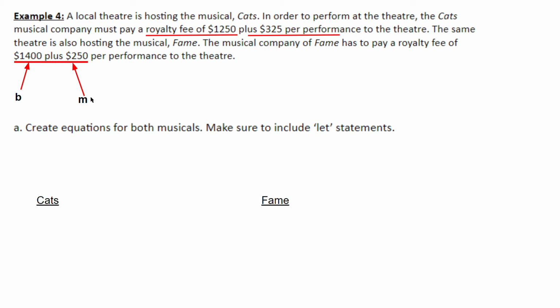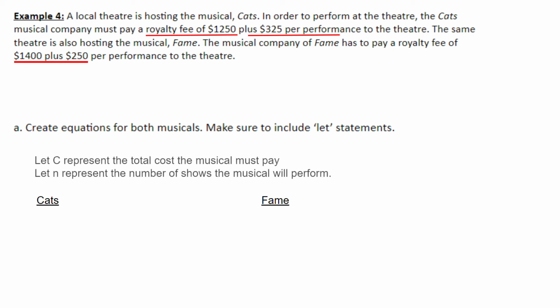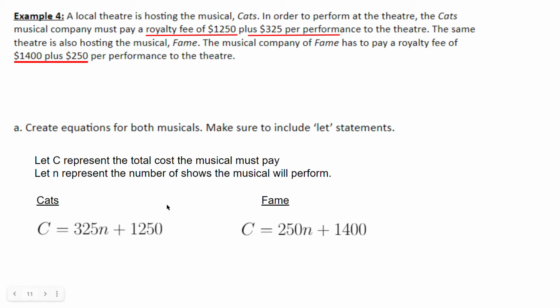So we want to create equations for both musicals. We let C represent the total cost that the musical must pay, and we'll let N represent the number of shows that the musical will perform. So we have our variable cost and our fixed costs for both musicals, and this gives us an equation of C equals 325N plus 1250 for Cats, and then Fame will cost us $250 per performance plus a fixed cost of $1,400.